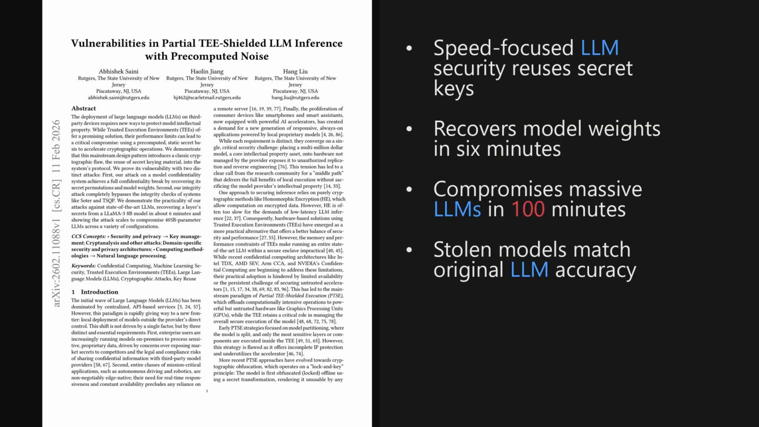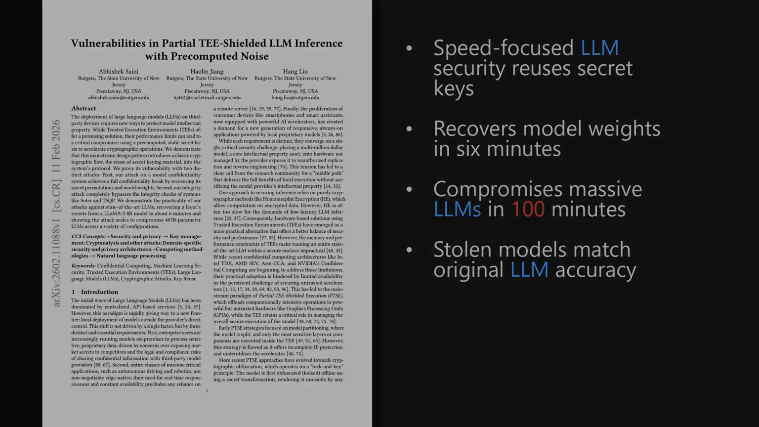I'm Alex. Today we're looking at a paper trending on X, published on February 11th, 2026, about 5 days ago. It reveals a critical security flaw in how trusted execution environments protect large language models, demonstrating that attackers can recover a layer's secrets from a Llama 3.8b model in just 6 minutes. The paper is titled, Vulnerabilities in Partial T-Shielded LLM Inference with Precomputed Noise. And, as we'll see later, the implications for securing model intellectual property on edge devices are massive.